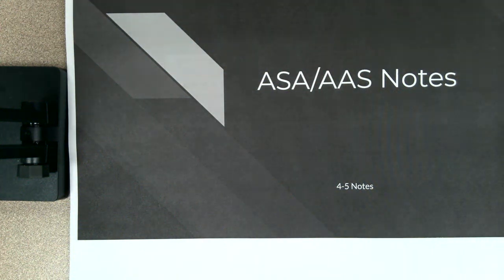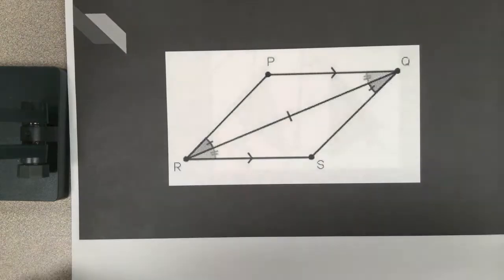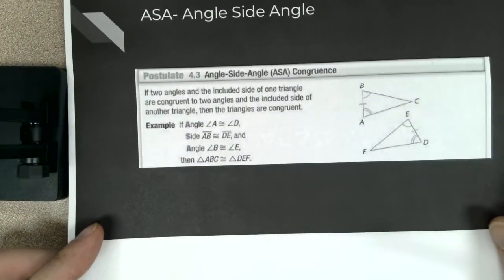Okay, so this morning, as I said, we're going to look at angle, side, angle, and angle, angle, side. So this will give us two more ways that we can prove our triangles congruent. And this is lesson 4.5. Let's start with angle, side, angle. So here's what it says.